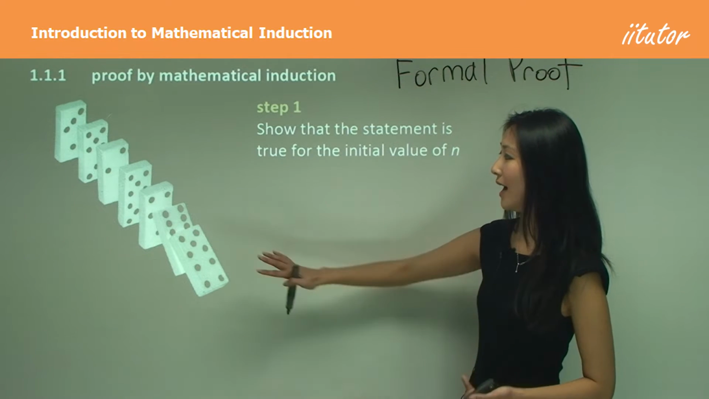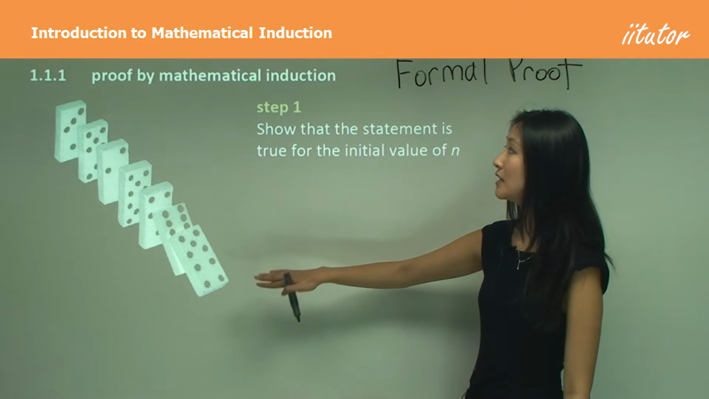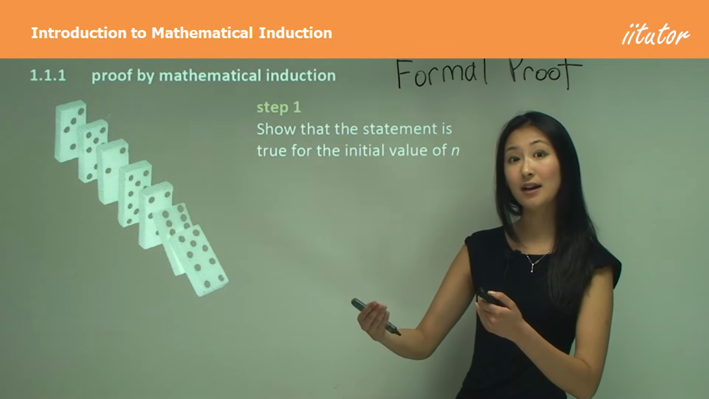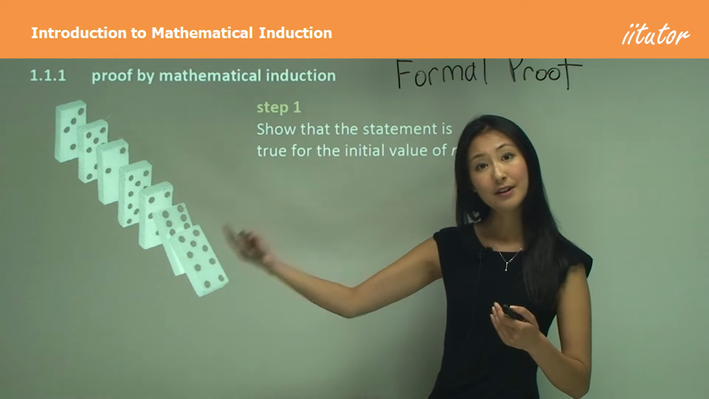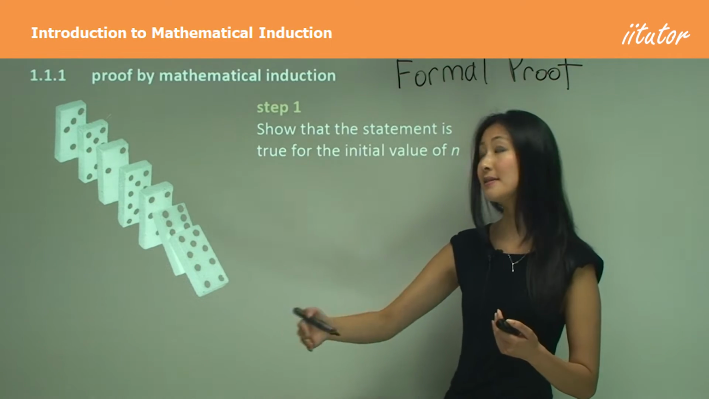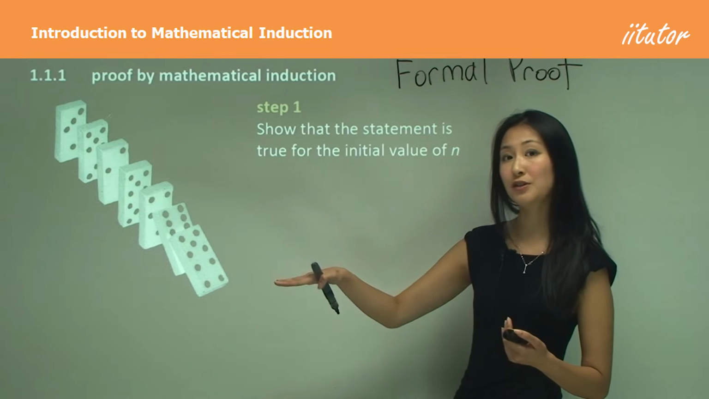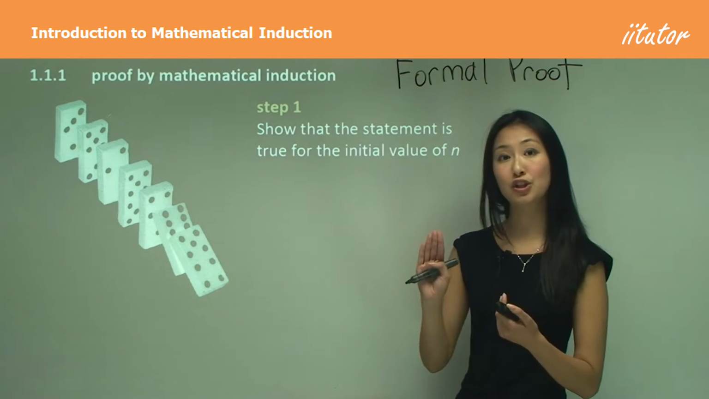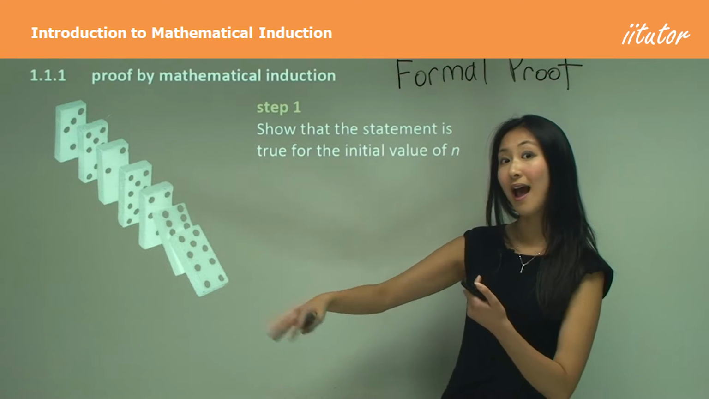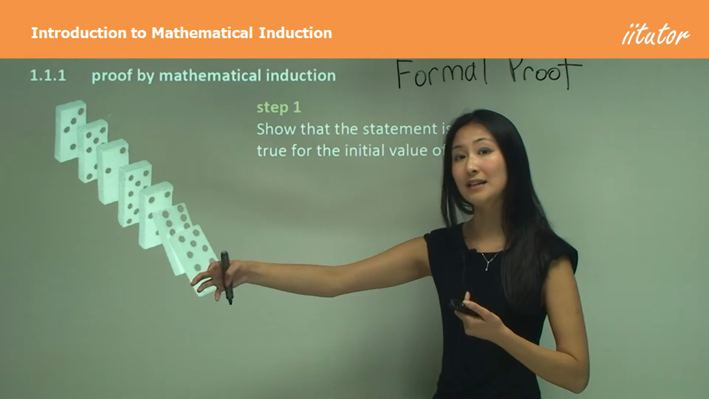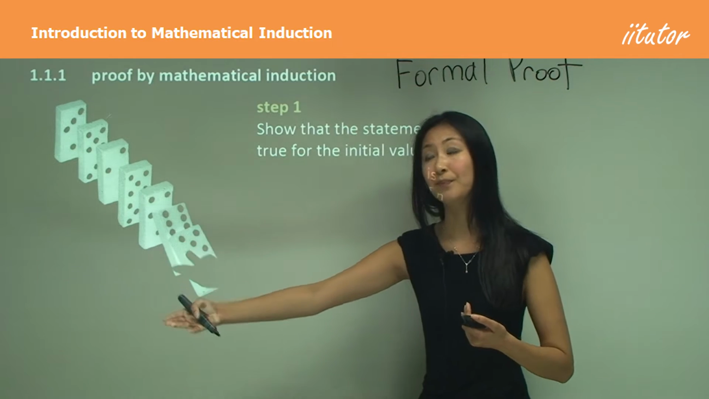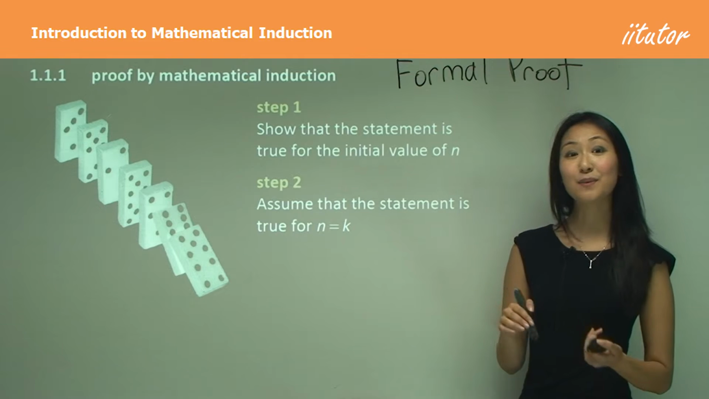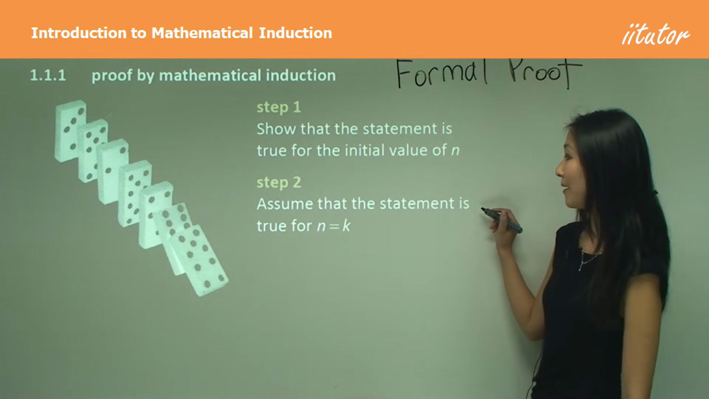Now, the other reason why dominoes is a great analogy is because the idea of mathematical induction is that once you start it, it just keeps going. So it's a self-perpetuating process: once you've pushed the first domino over, it'll keep going. Same with mathematical induction. If you show it's true for the first one and then for the whole idea, then they'll all be true. So that's step 1.